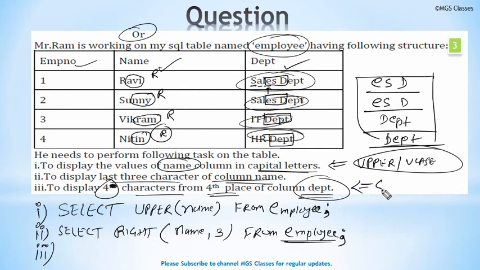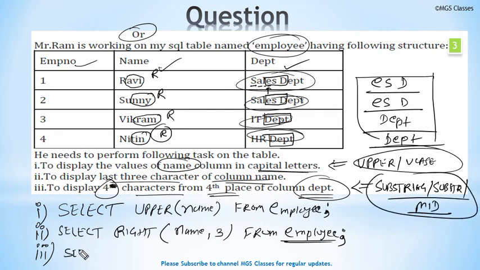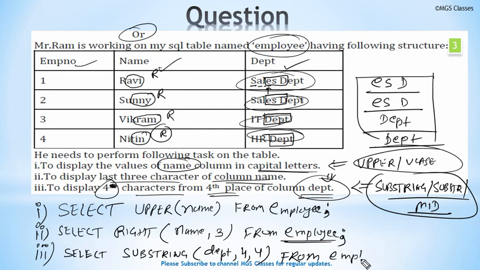For that purpose you may use the substring function. You may use substring, substr, or the mid function. These 3 functions will do the same thing. So I am writing this using the substring method. So select, then you will write substring, and on the department column, from the position 4 you want the 4 character string, so I will write 4,4 here, and then from I will write the table name employee. So that way you can easily answer this question.